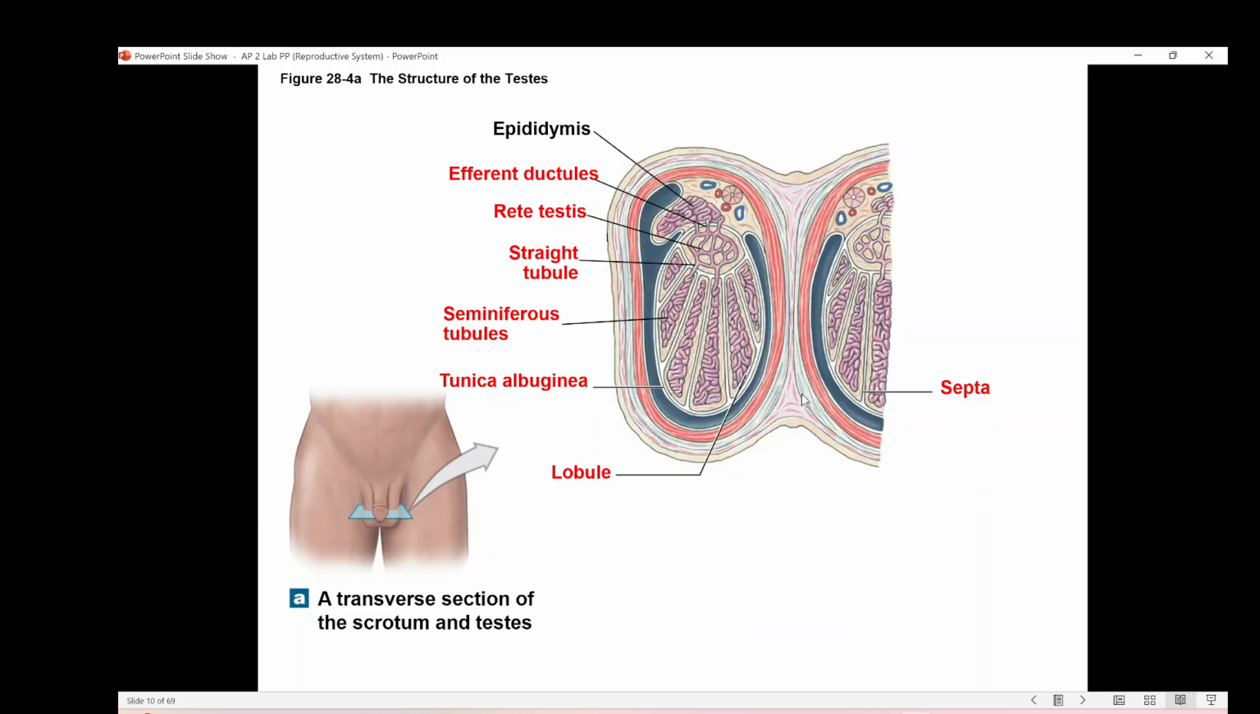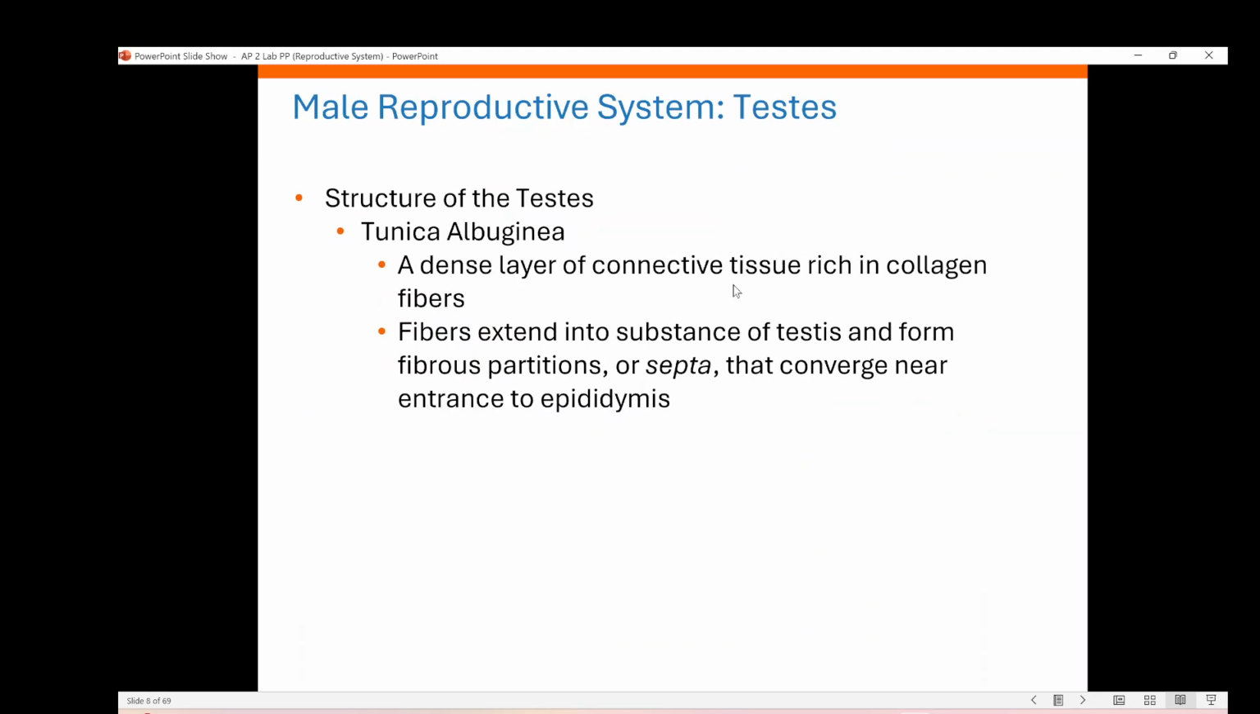That would be the wall. I have it labeled for you over here, but it would be the same thing on this side here. Those are known as the septa. Okay, so again, they are derived from the tunica albuginea.